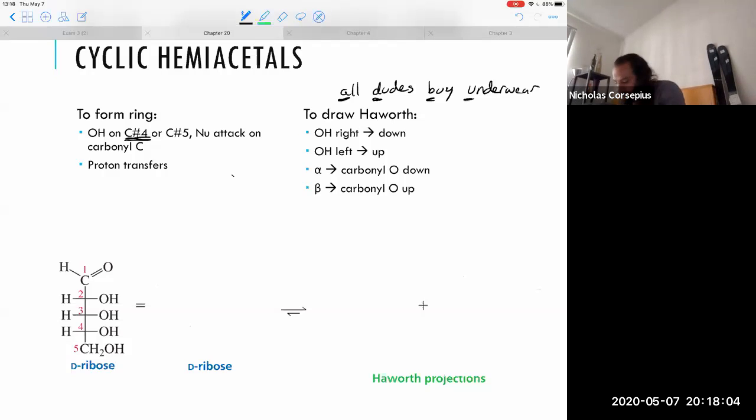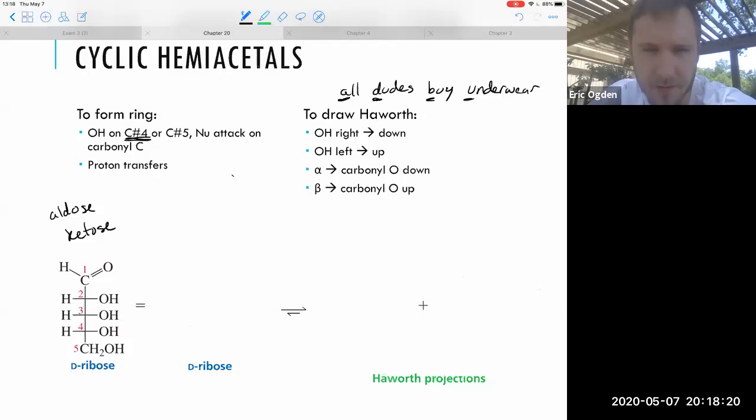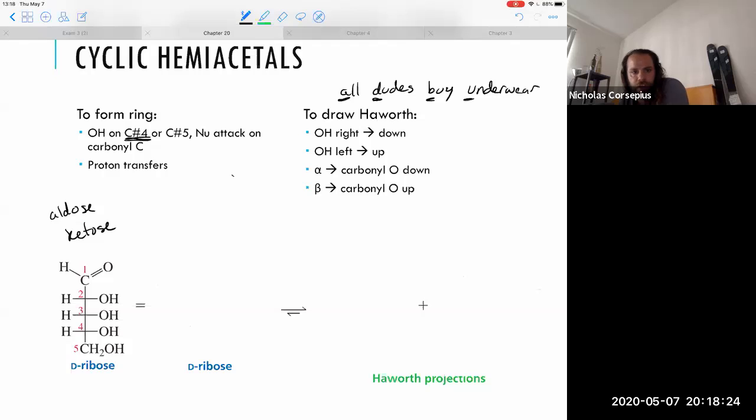All right, so this is going to be a similar sort of Haworth projection, but now we're going to be seeing it for a 5-membered ring instead of a 6-membered ring. And again for these, first of all, is this an aldose or a ketose? Aldose. Right, so these are aldoses. We've only sort of covered the aldoses thus far.